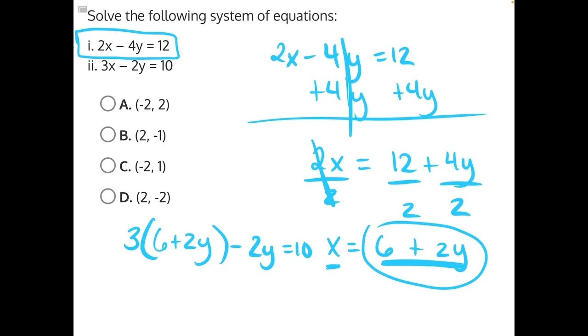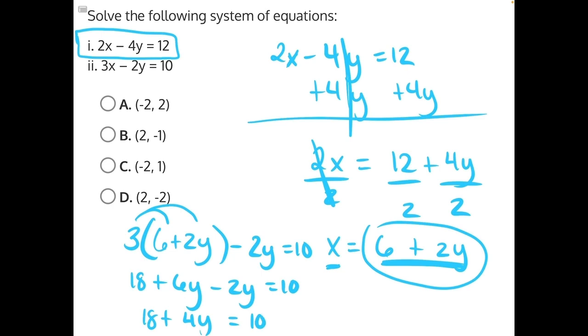Let's start by doing distributive property. 3 times 6 will give us 18. 3 times 2y will give us 12y. Or excuse me, 6y. Then we will have minus 2y equals 10. Let's combine our like terms. 6 minus 2 will give us 4. So we will have 18 plus 4y equals 10, and we're running out of room, so I'm going to erase and I'll be right back.